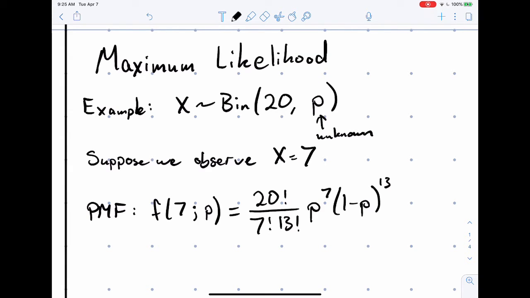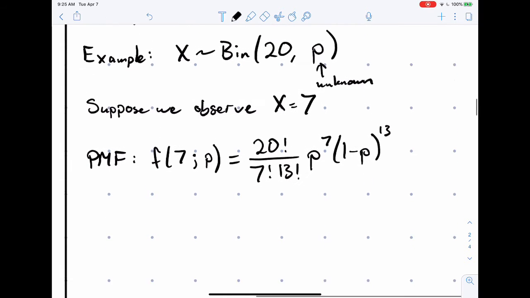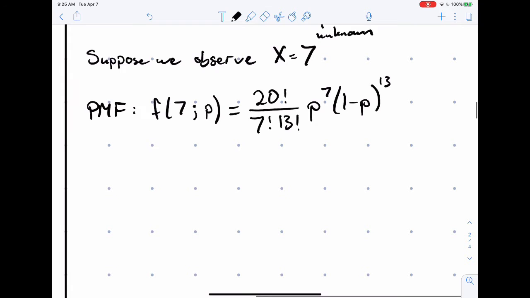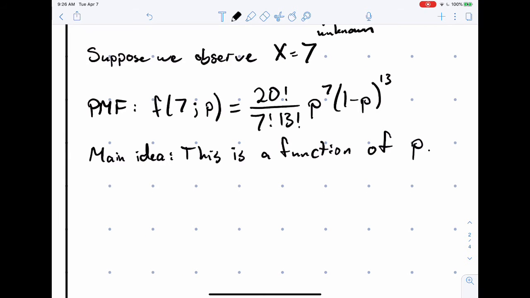And it just looks like this. This is applying the binomial probability mass function. The key concept is to treat this as a function of p. That's called the likelihood function. Because p is unknown, we could try different values of p.